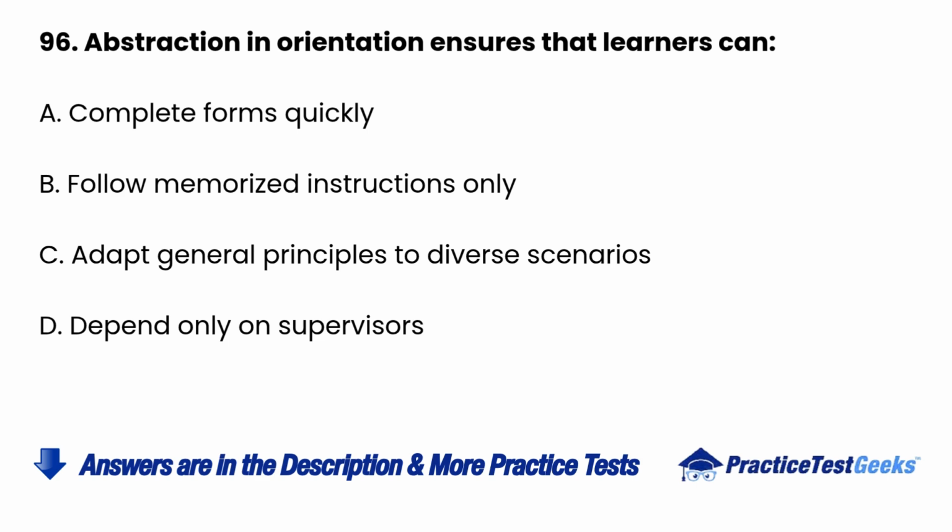96. Abstraction and orientation ensures that learners can A. Complete forms quickly. B. Follow memorized instructions only. C. Adapt general principles to diverse scenarios. D. Depend only on supervisors.